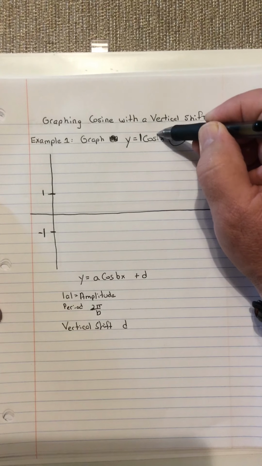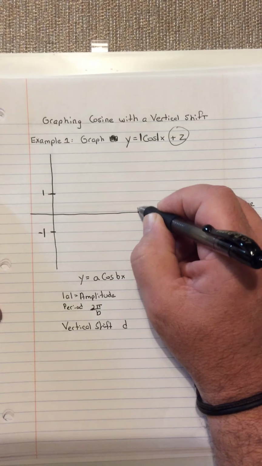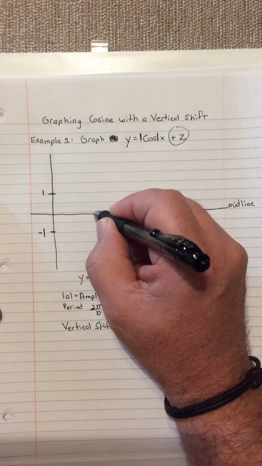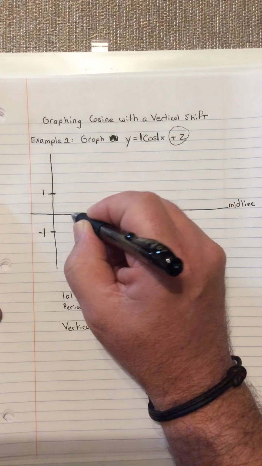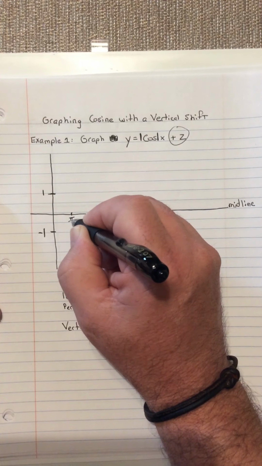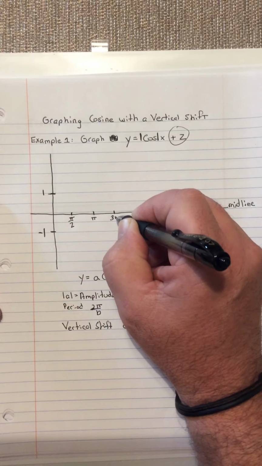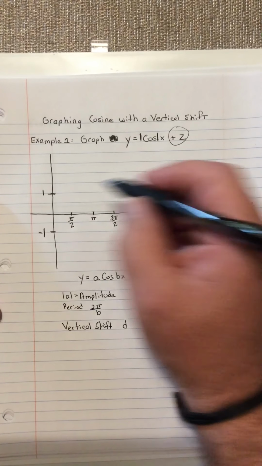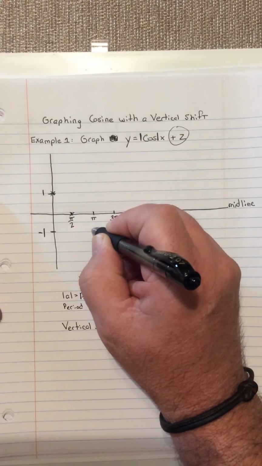The period is 2 pi over b. b is 1. So 2 pi over 1 is 2 pi. Remember, you always cut your period or your cycle into even fourths. So half of 2 pi is pi. This would be pi over 2. So 1 pi over 2, 2 pi over 2. This must be 3 pi over 2. I'm going to go ahead and plot those points without the vertical shift. I'm going to make them little x's because I'm going to move them.